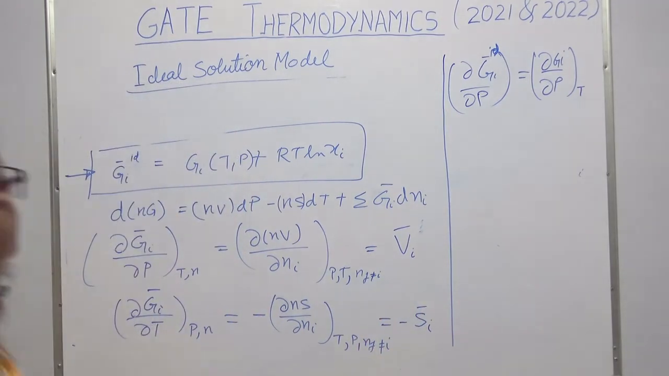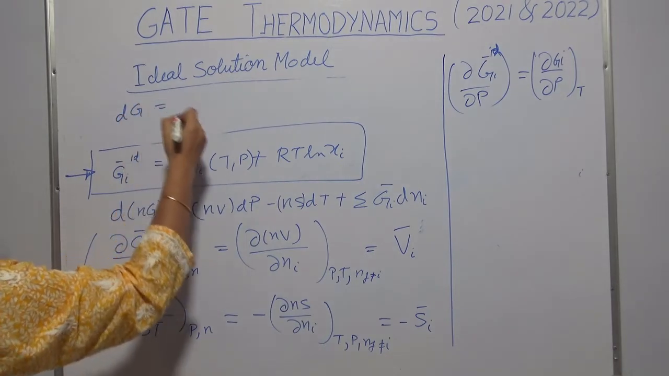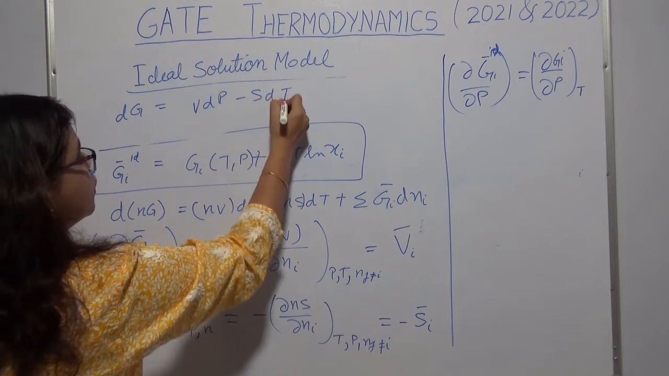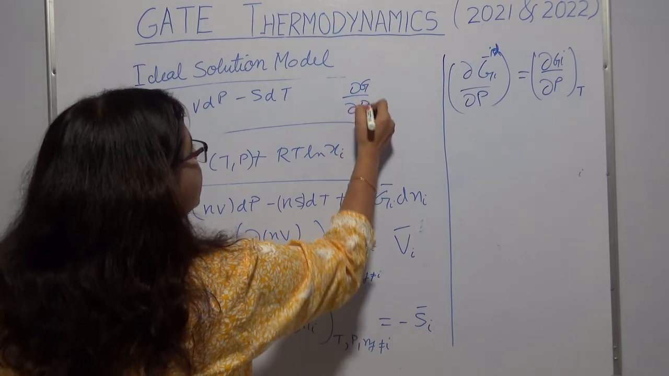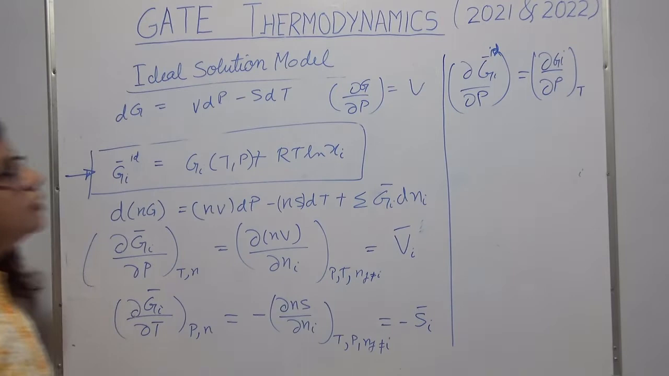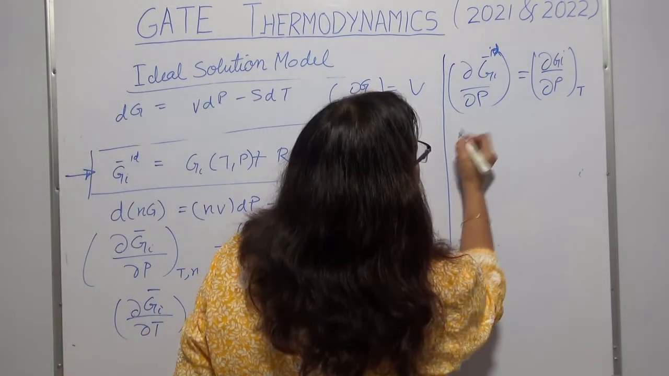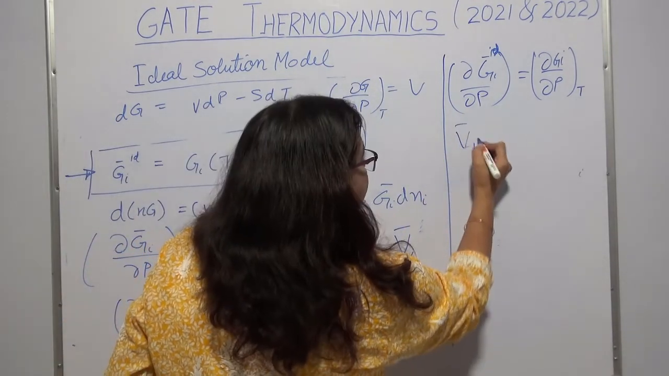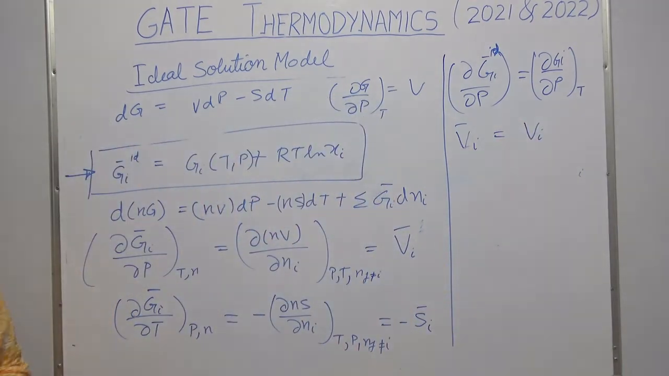Now because this is for pure species, if I write down the equation for pure species, dG is equal to V dP minus S dT. And if I take ∂G by ∂P, that is equal to nothing but V, from this equation at constant temperature. So what I have is that my partial molar volume is equal to nothing but my pure species volume, for an ideal solution.